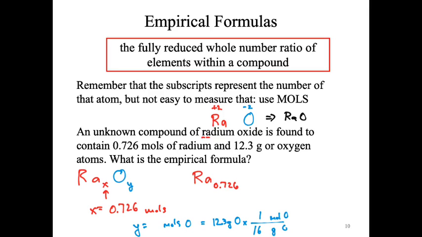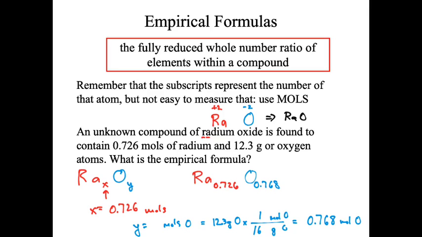So now what can I do? Solve it. 12.3 divided by 16 is 0.768. That's fine. Far enough with me. We'll cross that bridge in a second. Which means my formula then becomes Ra 0.726 O 0.768.